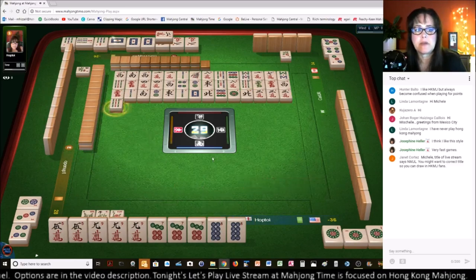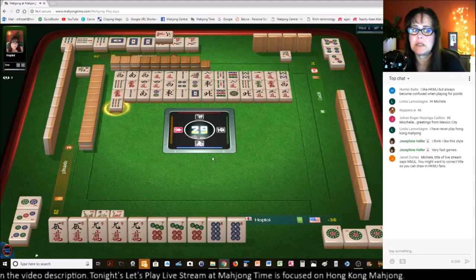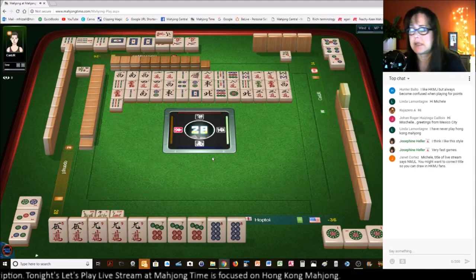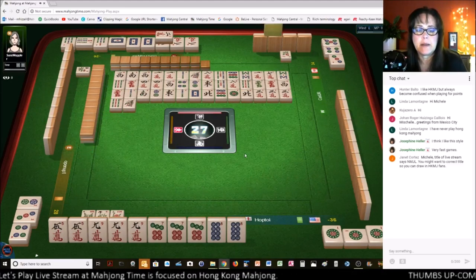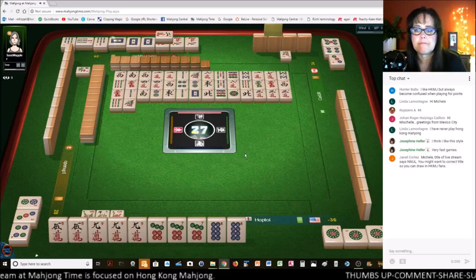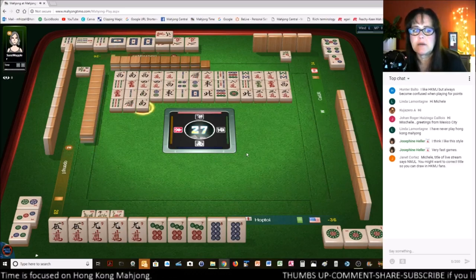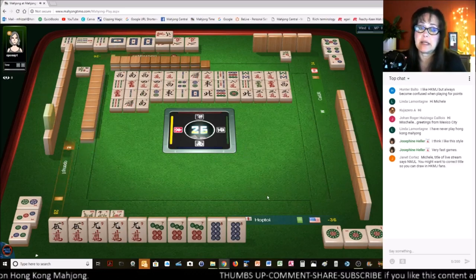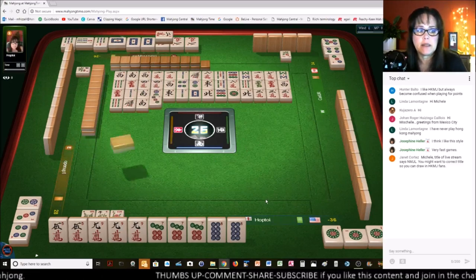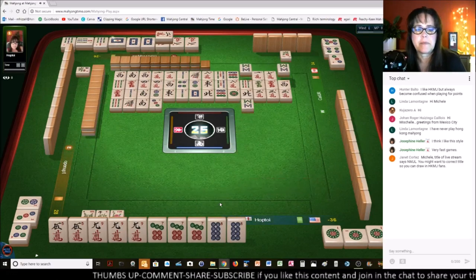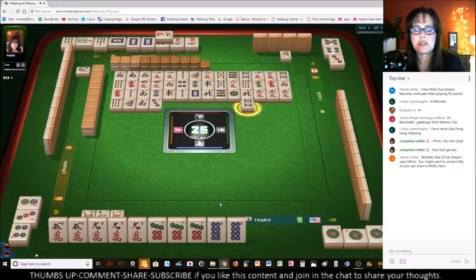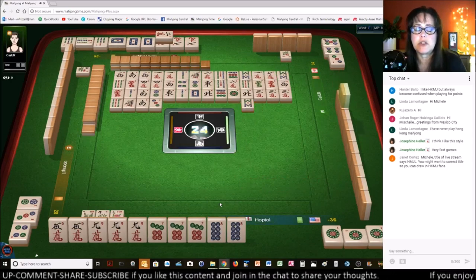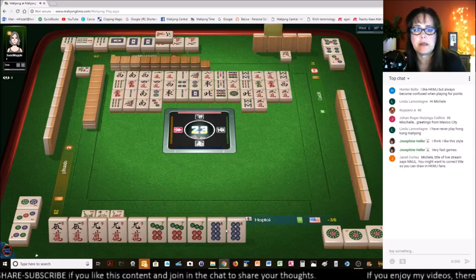9 bamboos. There are two 9 bams out. I was hoping that was safe. 1 bamboo. There are no 8 dots out, and there are no 5 cracks out right now. 3 dots. 8 bamboos. That should be safe. There were 2 out. 3 characters.